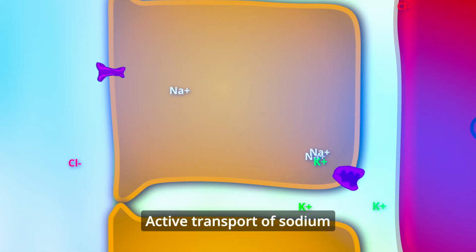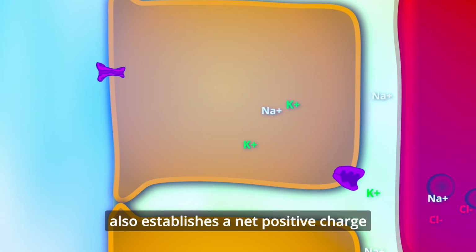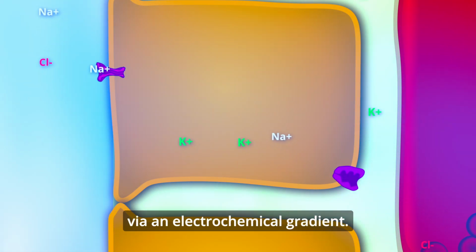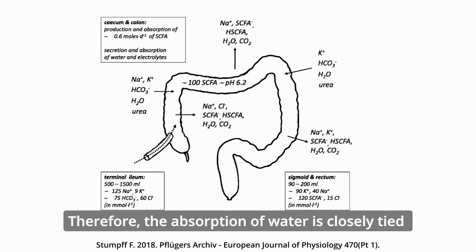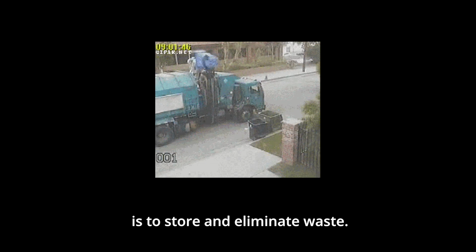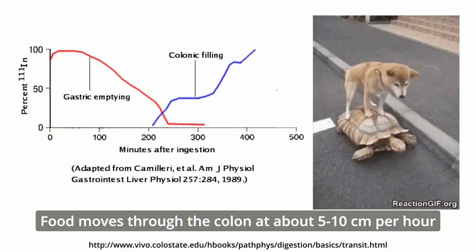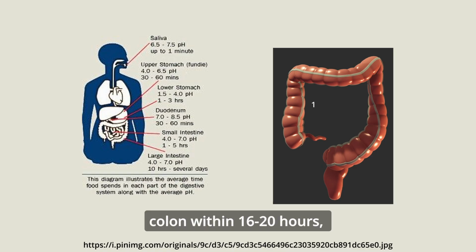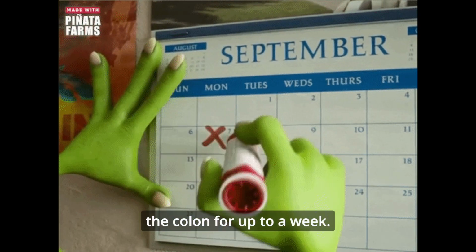Active transport of sodium also establishes a net positive charge that facilitates the absorption of chloride via an electrochemical gradient. Therefore, the absorption of water is closely tied to the absorption of electrolytes. The next major function of the large intestine is to store and eliminate waste. Food moves through the colon at about 5 to 10 centimeters per hour and usually moves through the colon within 16 to 20 hours, but some residue can remain in the colon for up to a week.